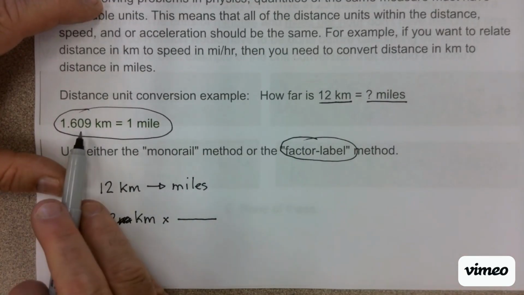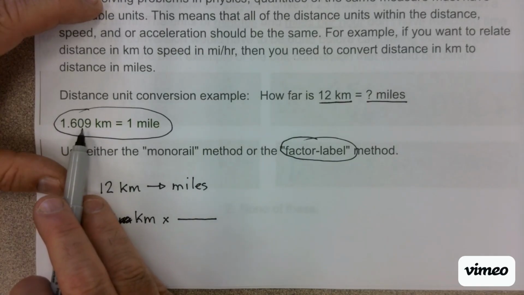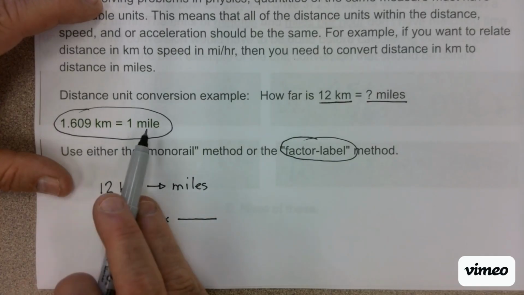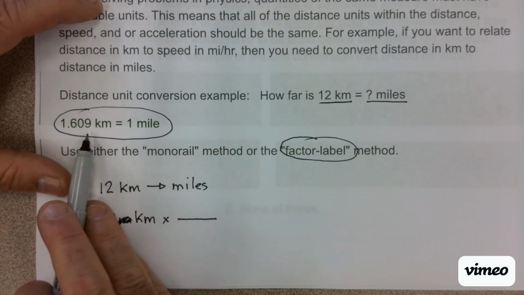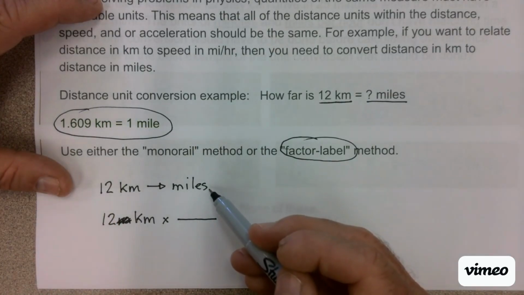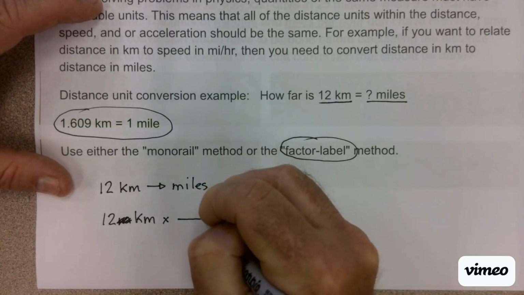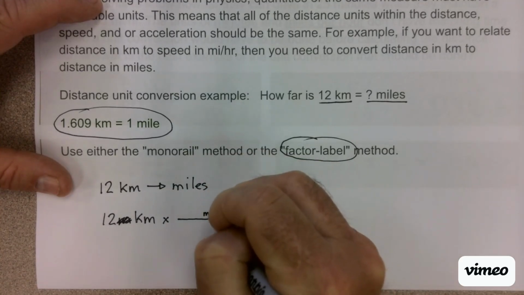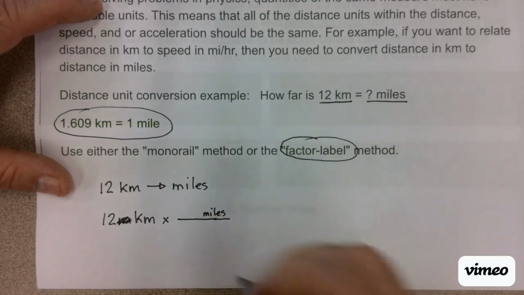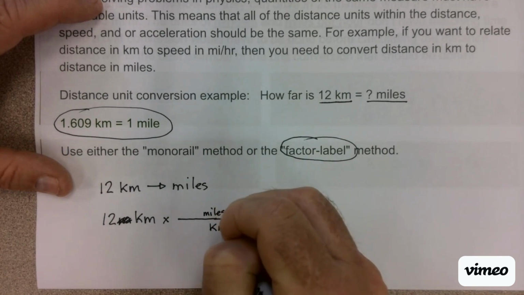Now, when I write this conversion factor in a fraction, I could put the 1.609 kilometers on top and the miles on the bottom, or I could put the miles on the top and the kilometers on the bottom. The way I'm going to decide how to write it is based on what I want to end up with. Since I want to end up with miles, I'm going to put miles on top. And therefore, I will put kilometers on the bottom.